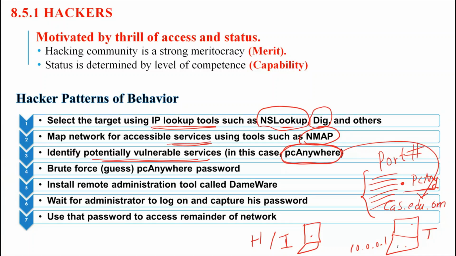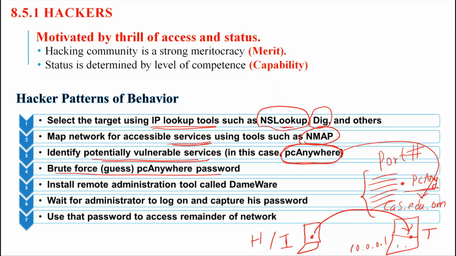Then the fourth step is going to be to brute force or guess the PC Anywhere password. Now from this machine, I'm going to guess what the password is for this PC Anywhere. That means the attacker, the intruder, or the hacker is going to guess the password for PC Anywhere. Then consider it a success. By using PC Anywhere, the attacker is entering into the target machine.